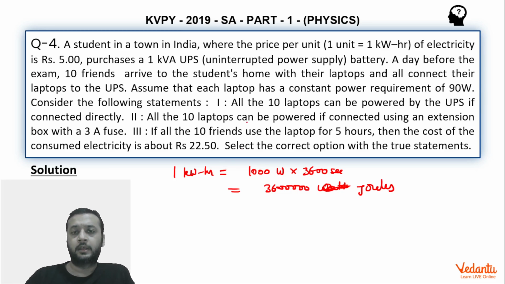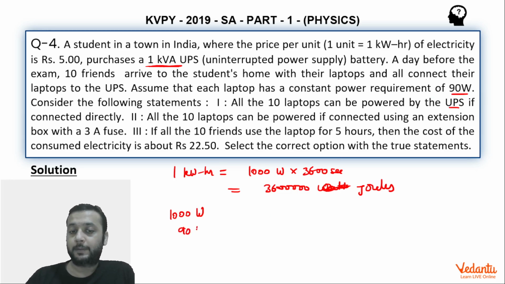Okay, now let's test the first statement. So all the 10 laptops can be powered by the UPS. Okay, so what is the power that UPS can generate? So that is 1000 watt. Okay, and what is the power requirement of one particular laptop? 90 watt.